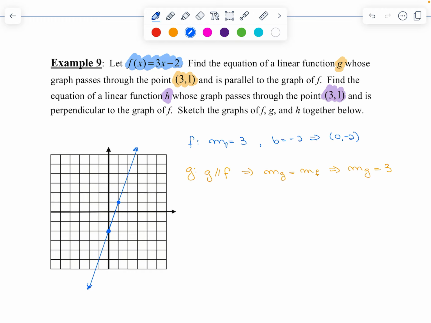Once I have that, I also have the ordered pair (3, 1) that's given for it. So I can go to (3, 1), and I can use the slope. That means I go up by 3, 1, 2, 3, over by 1, and connect the points. And you can see that they are indeed parallel.